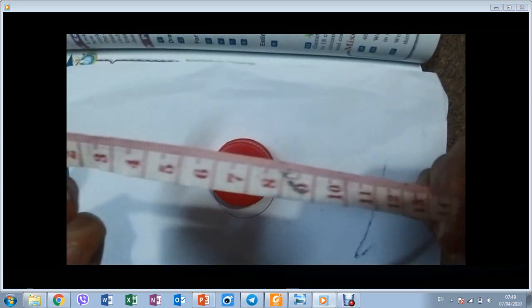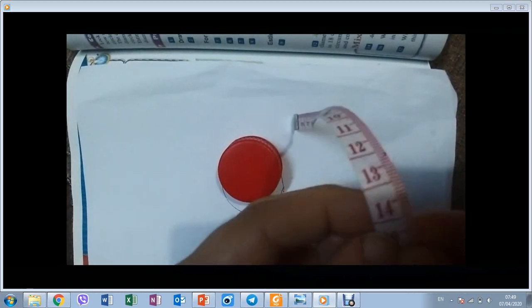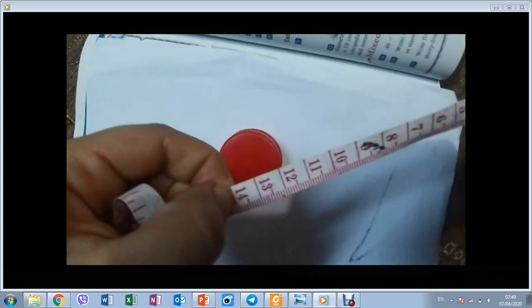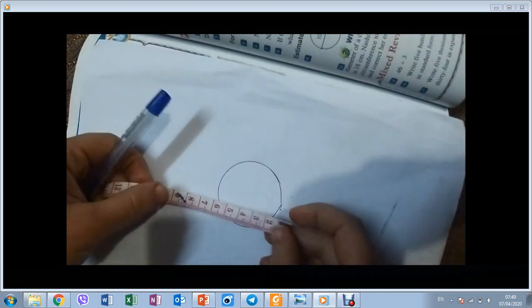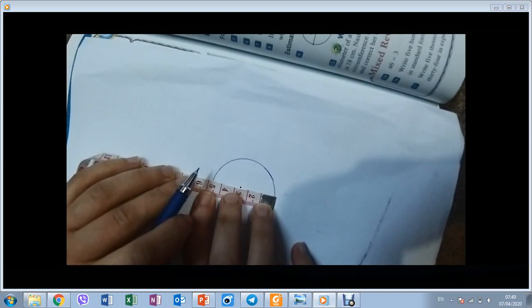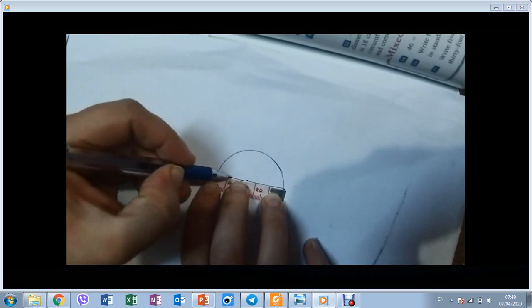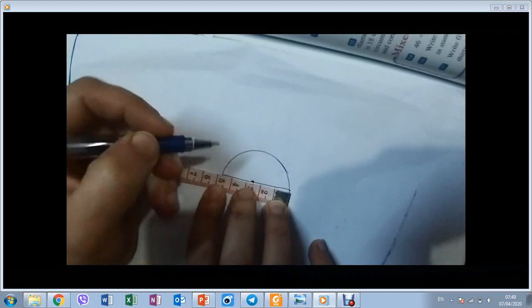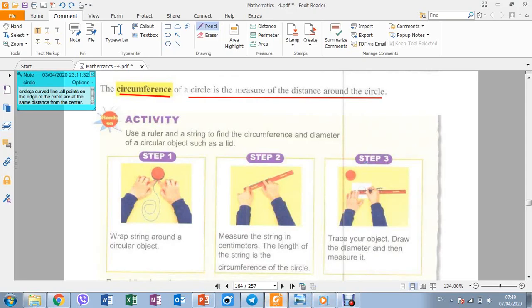Now we know it's equal to what? It's nearly equal to 15. After that, we come and measure the diameter. The diameter is nearly 5, the middle point, nearly 5. We draw the diameter. Means what? We have the circumference, how much is the circumference in this model?